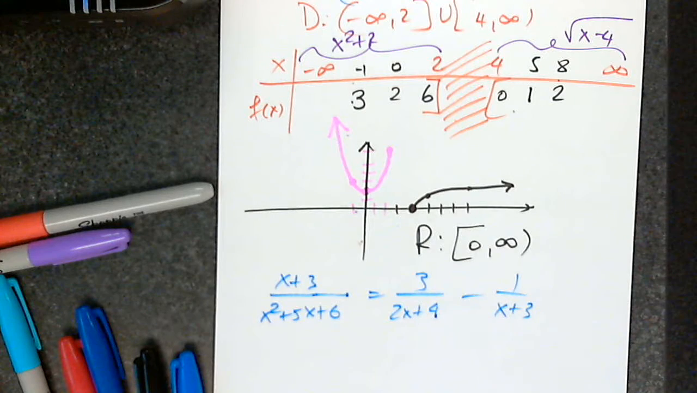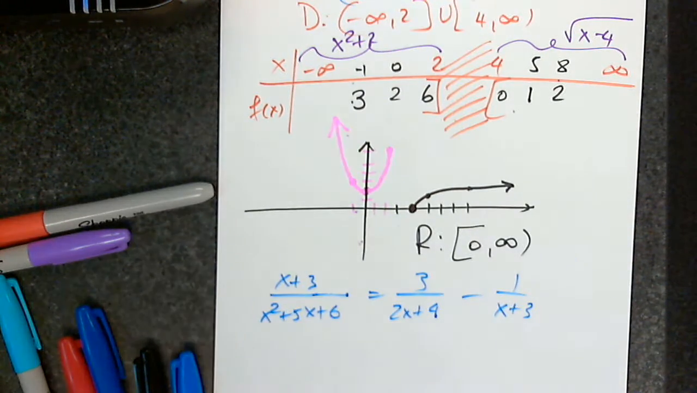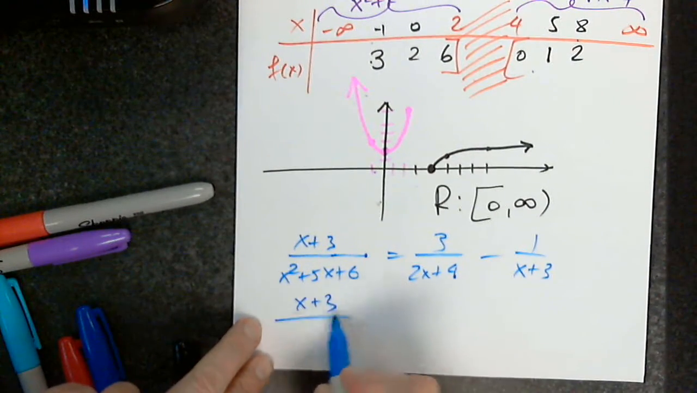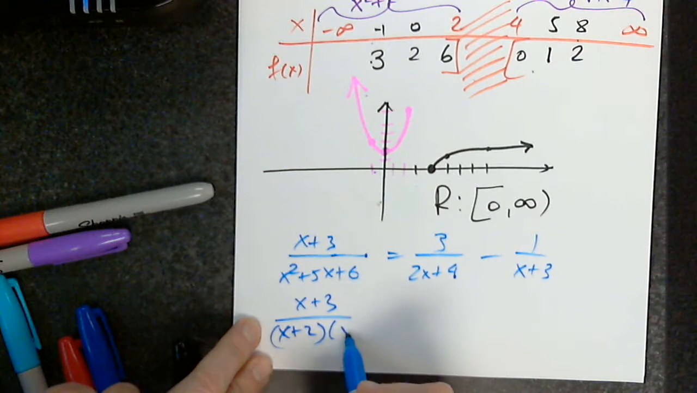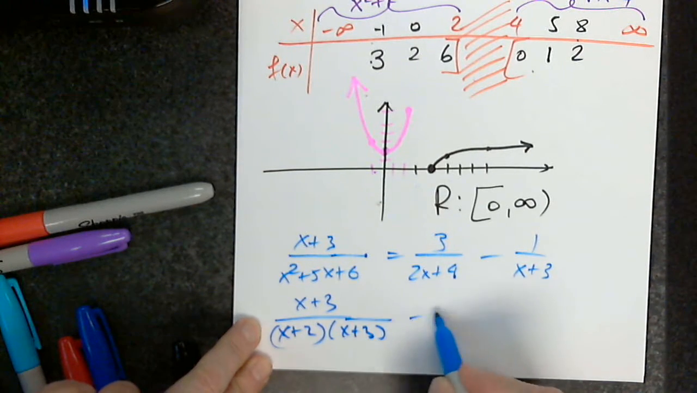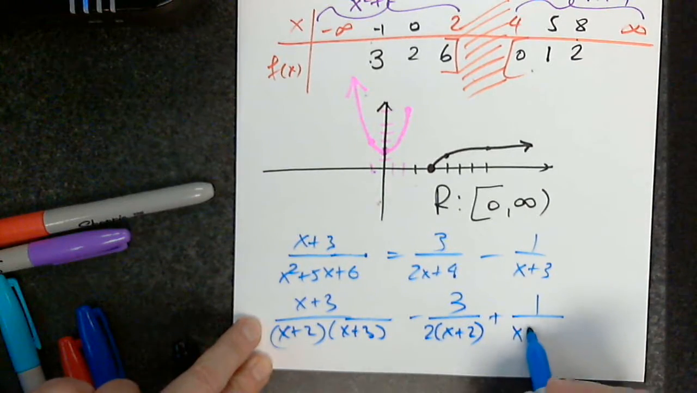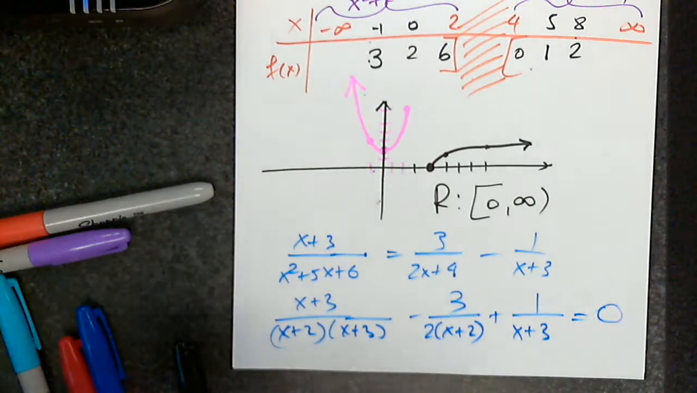What type of equation is this? Yes, it is a rational equation. Very good. What do I do? Bring them over to one side. Yes, if you apply the method that I showed you, which I prefer, but you may not, then you will do that. So I have then x plus 3 over x plus 2 times x plus 3 minus 3 over 2 times x plus 2 plus 1 over x plus 3 equals 0.